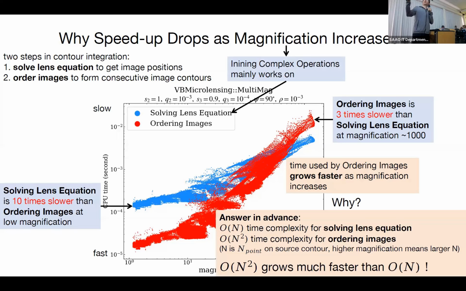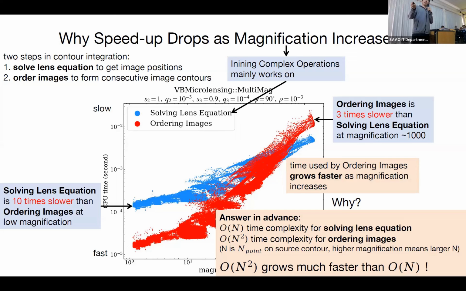Inlining complex operations mainly works on solving the lens equation, but that is not the most time-consuming part at high magnification, so we do not expect much speed up from optimizing just the lens equation solving. That leads to another question: why do the ordering images, these red points, grow so much faster than the blue points? The answer is in the time complexity: solving the lens equation is an O(N) algorithm, while ordering images is an O(N square) algorithm. N is the number of points on the source contour, and higher magnification means larger N.